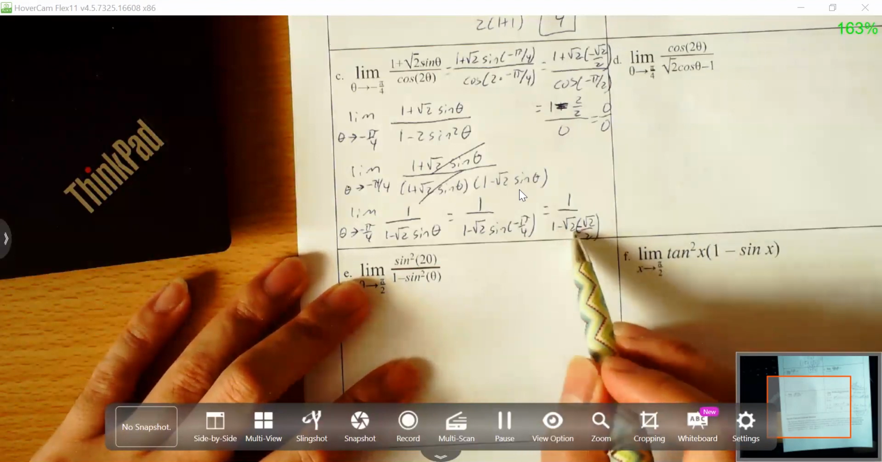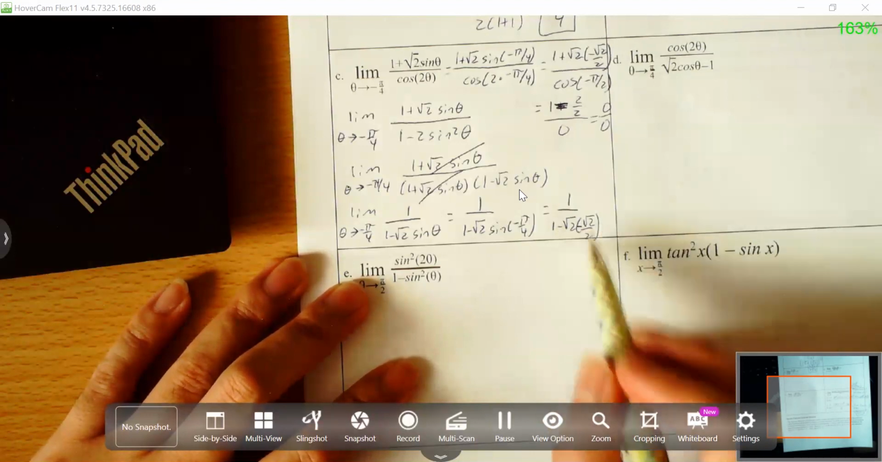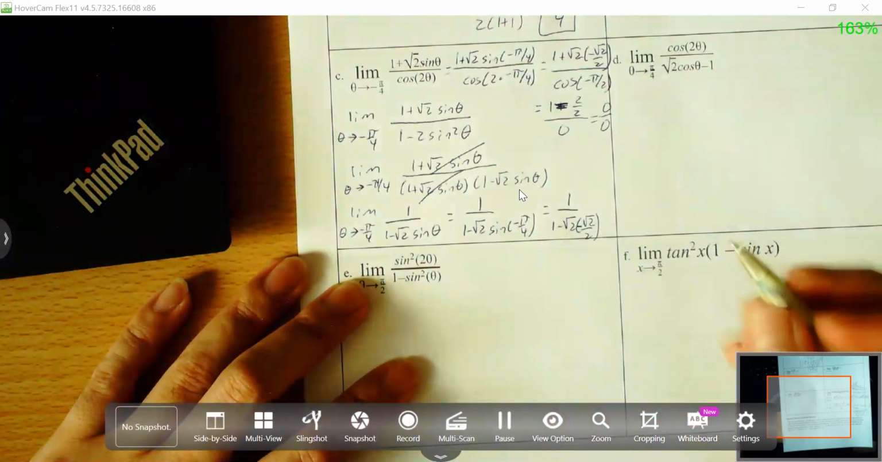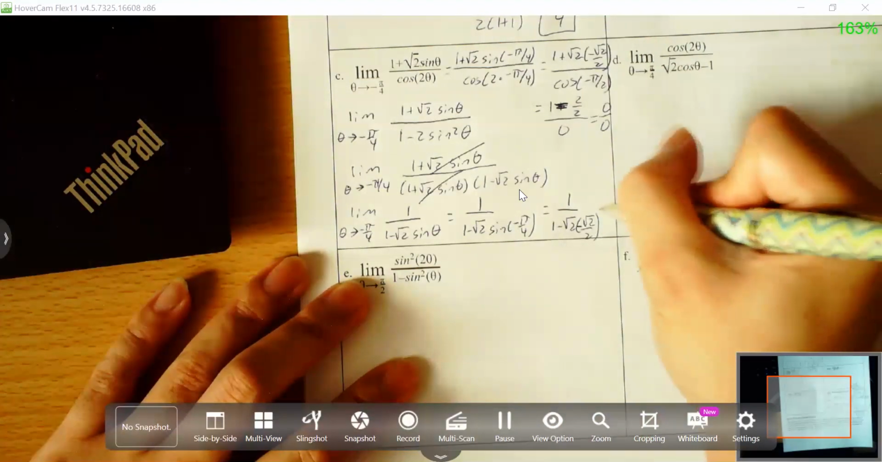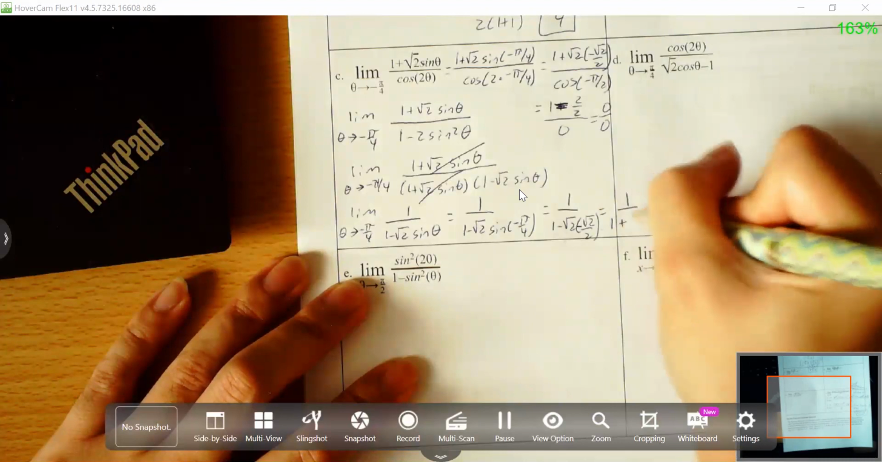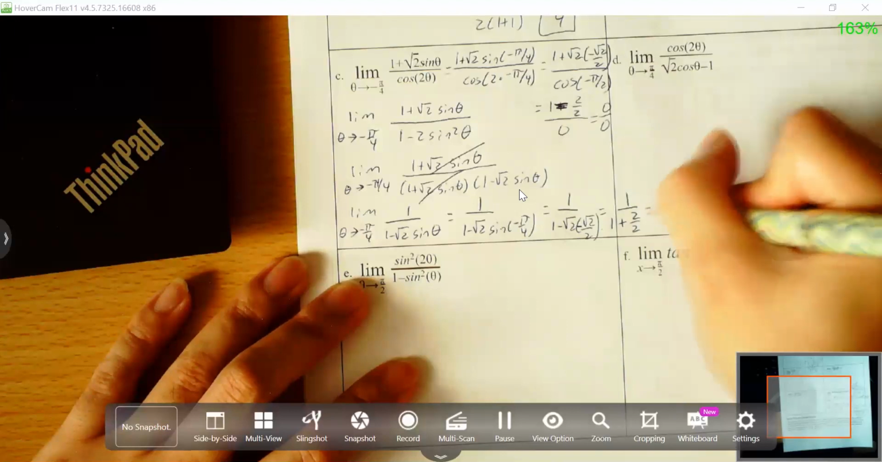Now, what is root 2 times root 2 over 2? Well, remember, root 2 times root 2 is just 2. So this is going to be 1 over 1 plus 2 over 2. 2 over 2 is just 1. So this is going to be 1/2.